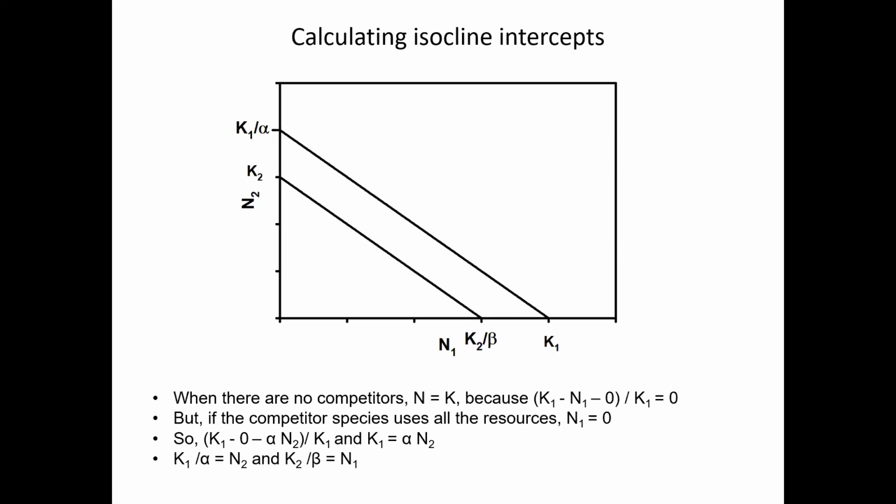Yes? Because right here on this axis, there are 0 individuals of species 1. There's only individuals of species 2. Okay? So all we're doing is saying at carrying capacity, there are 0 competitors. But at this point, there's 0 individuals of species 1, and only species 2 is present. So we can solve for that number. N2 would equal K1 divided by alpha.